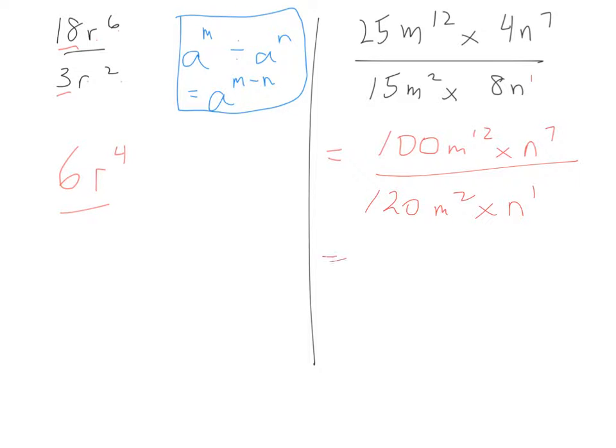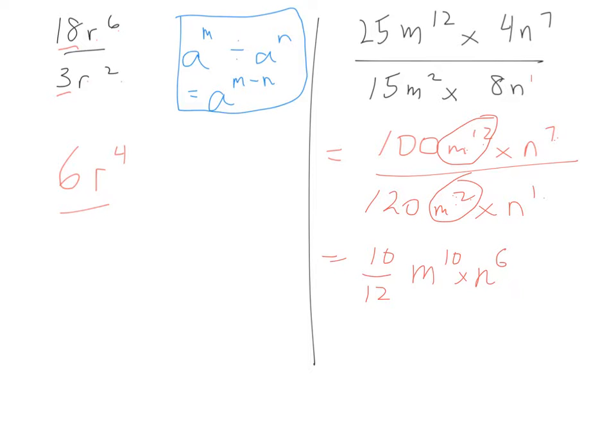So from there, what is 100 over 120? Well, we know that's 10 over 12. And then what we've got is m. Now we can work with our variables here. So m and n. So if we're dividing the same base, we take away the power. So it's m to the power of 10, because 12 minus 2 is 10. And then we'll have n. So put a times in there. n, 7 minus 1, we end up with 6.